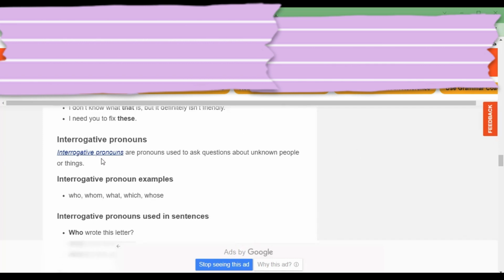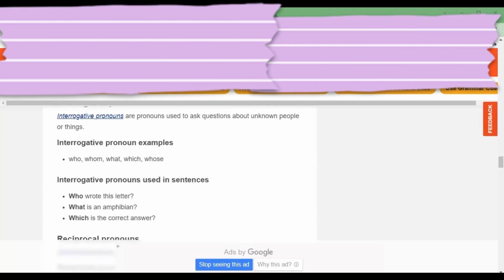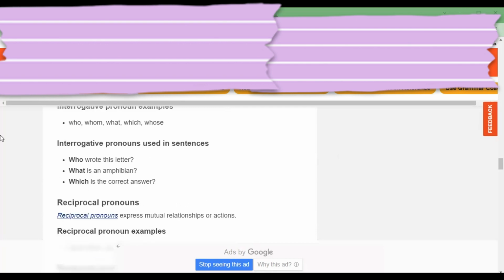Interrogative pronouns are pronouns used to ask questions about unknown people or things. Interrogative pronoun examples: who, whom, what, which, whose. Interrogative pronouns used in sentences: Who wrote this letter? What is an amphibian? Which is the correct answer?